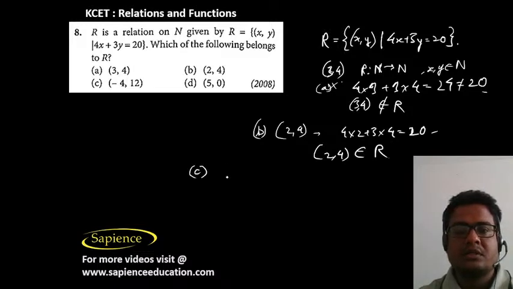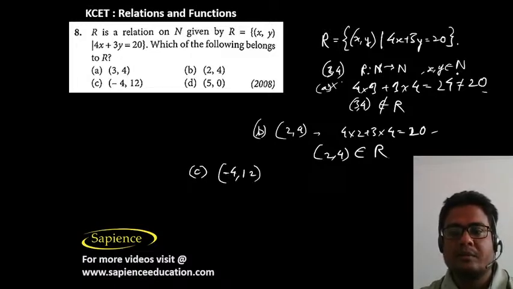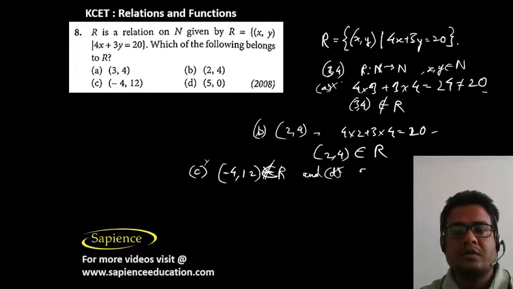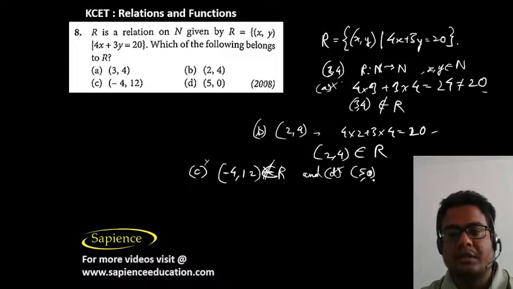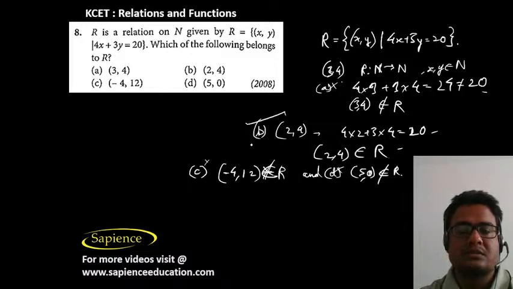And in option C is written minus 4, but minus 4 does not belong to the set N. It is not a natural number. So therefore it will not belong to the relation R. And similarly, the option D also is wrong, since 5 comma 0 is written, but 0 is not a natural number. So 5 comma 0 also does not belong to the relation R. Option B is the correct answer.